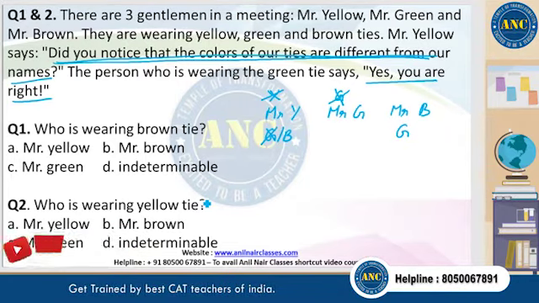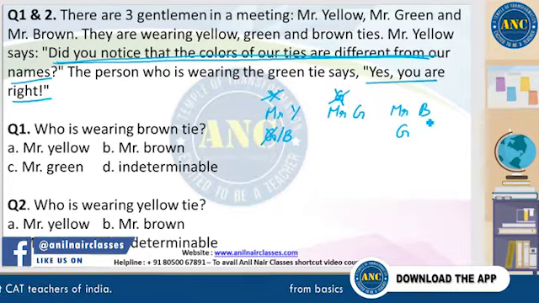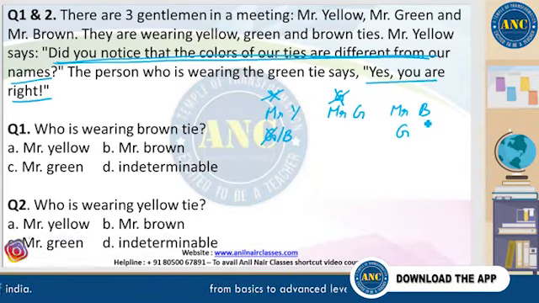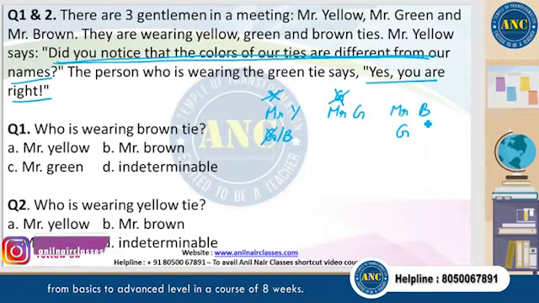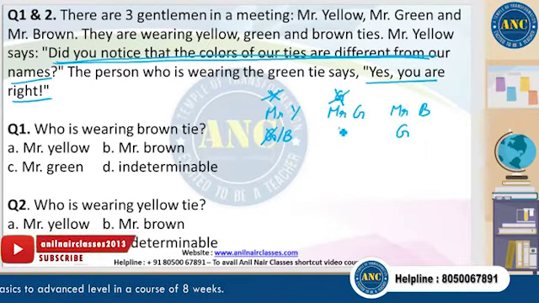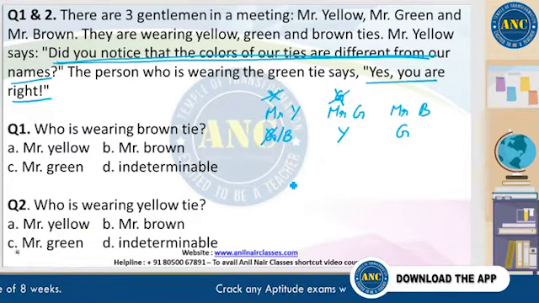That means it has to be brown, which puts Mr. Brown in the spot. He has to own up that he is wearing the green color tie. So the one tie which is left with us is the yellow color, which must be held by Mr. Green. Right? Now we're good with this. Pretty simple. I'll repeat quickly.